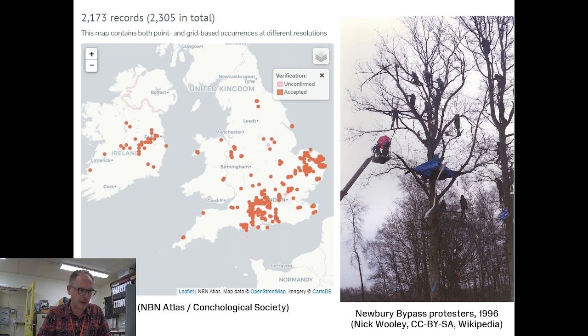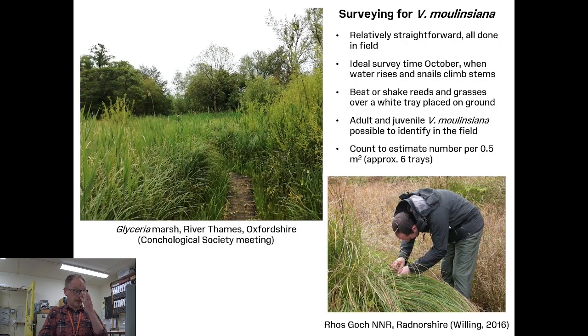And if you look at the map on the left there, you can see that this species is really most common in lowland England. There aren't many populations of it in Wales at all, but there are one or two. That's the kind of classic habitat there on the left. There's a really rich, luxuriantly vegetated marsh next to a lowland river, in this case the River Thames, where we went to for a Conchological Society meeting this summer.